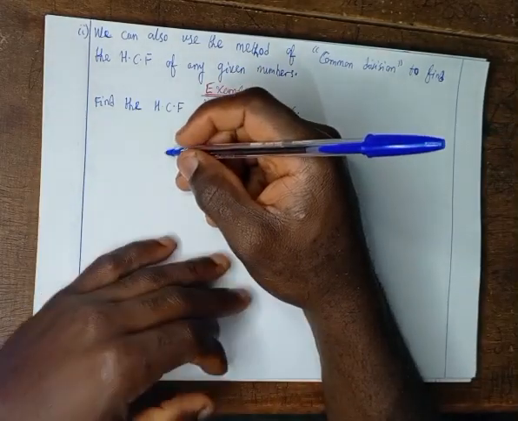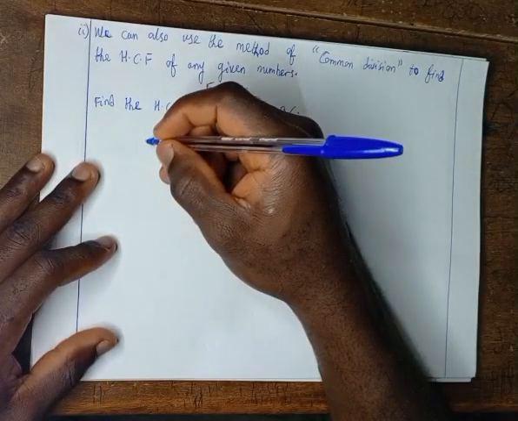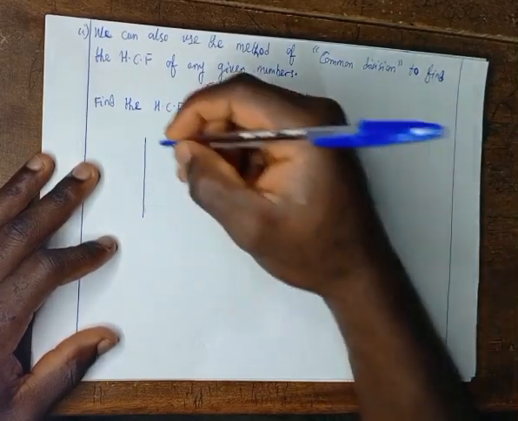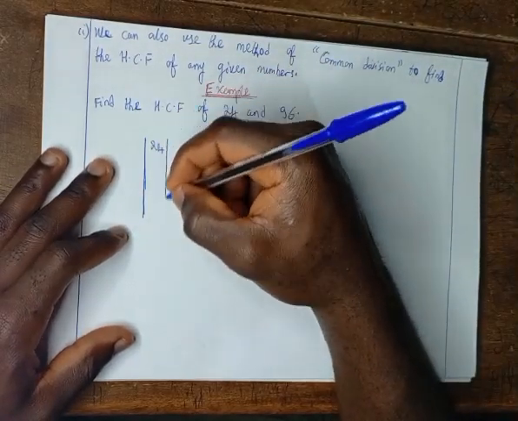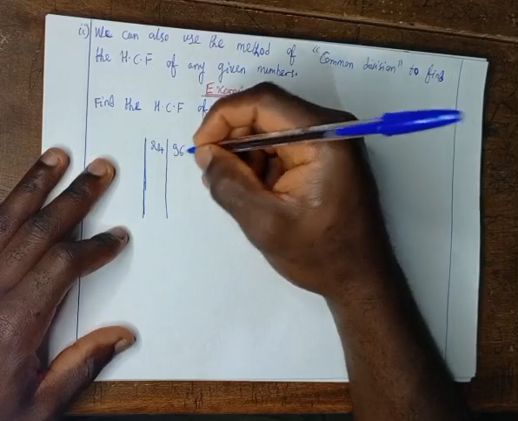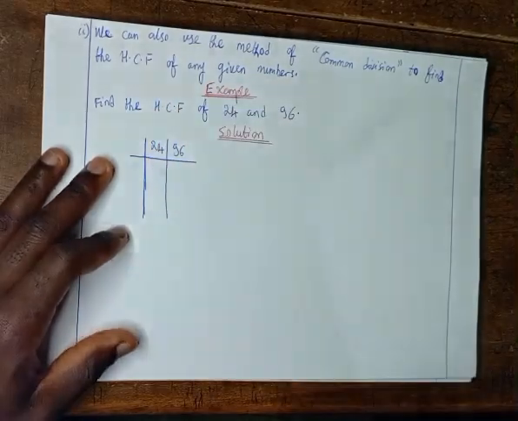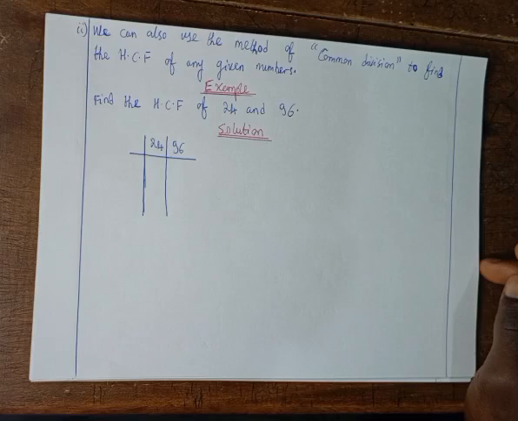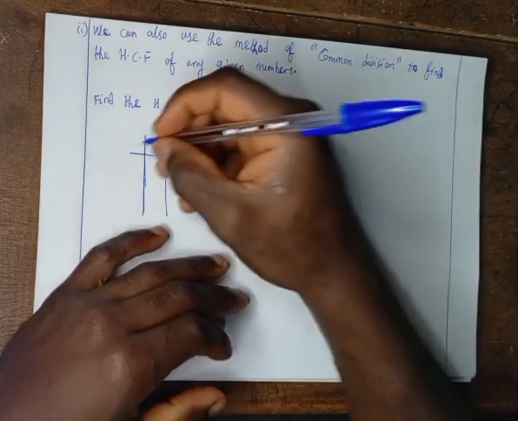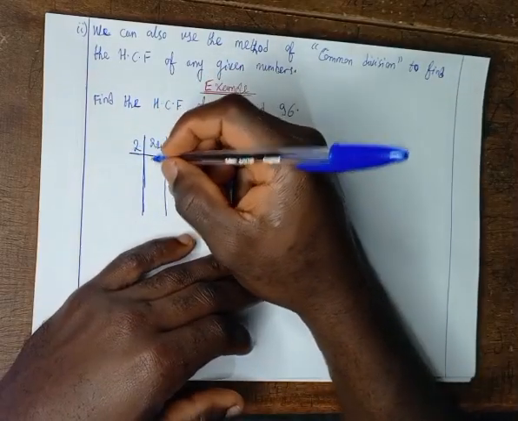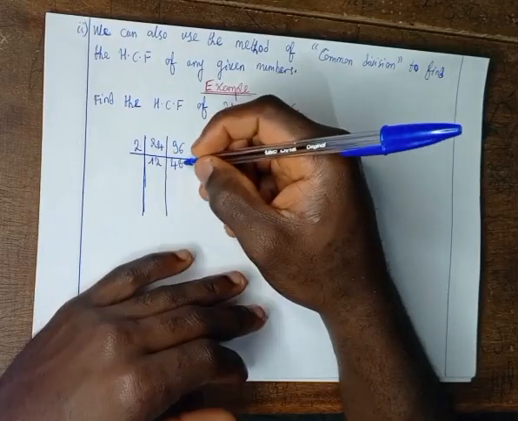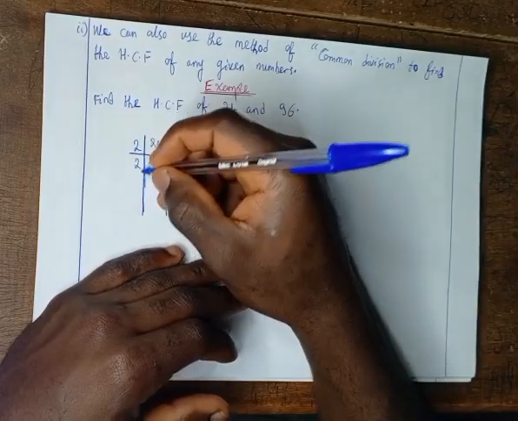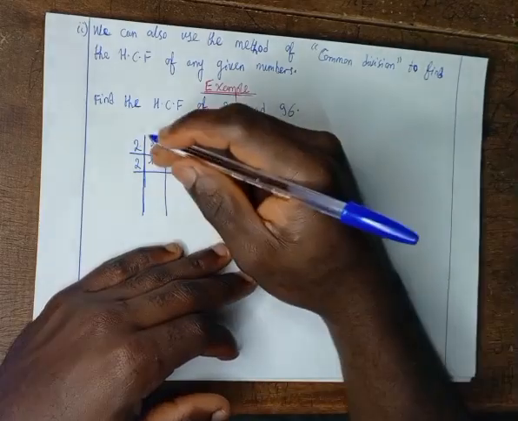First thing, for the first column, we are going to put the prime factor which is common. The second column, we are going to put the first number 24. For the third column, the second number 96. Looking at these two numbers 24 and 96, we know they have a common prime factor of 2. We are going to write 2 here. 2 divided into 24 gives us 12. We're going to write down 12. 2 divided into 96 gives us 48. We bring down 2. 2 is still a common prime factor to 12 and 48.